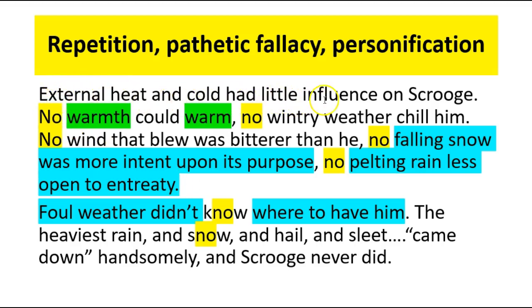External heat and cold had little influence on Scrooge. No warmth could warm, no wintry weather chill him, no wind that blew was bitterer than he, no falling snow was more intent upon its purpose, no pelting rain less open to entreaty. Foul weather didn't know where to have him. The heaviest rain and snow and hail and sleet came down handsomely, and Scrooge never did.